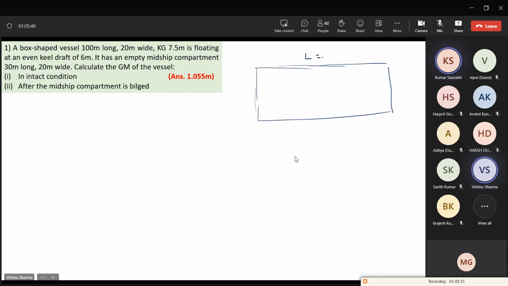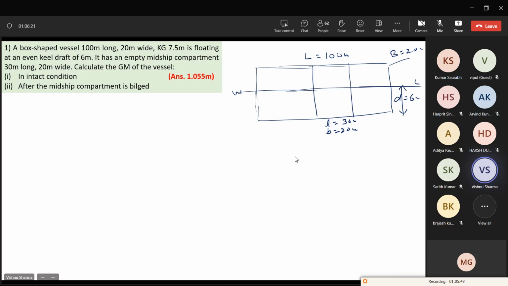Part A you have already done. You already know it actually. Length of the vessel, 100 meters. Breadth of the vessel, capital B, 20 meters. Always use the meters notations. Floating in an intact condition at waterline WL, a draft of 6 meters if I'm not mistaken here. Has a midship compartment of length 30 meters, breadth 20 meters, that means from side to side. Calculate the GM of the vessel in the intact condition.